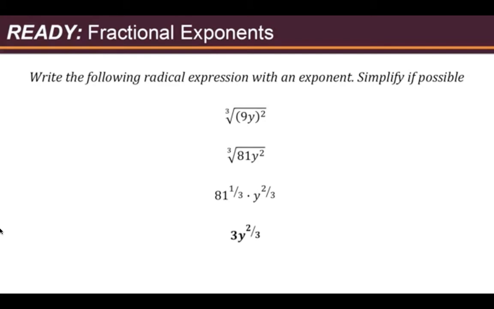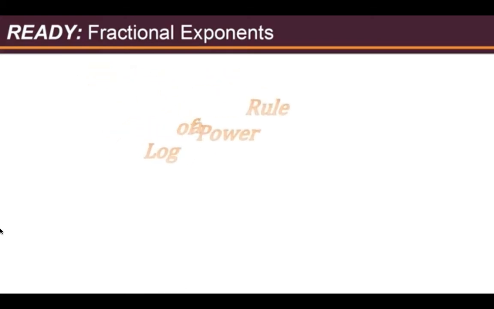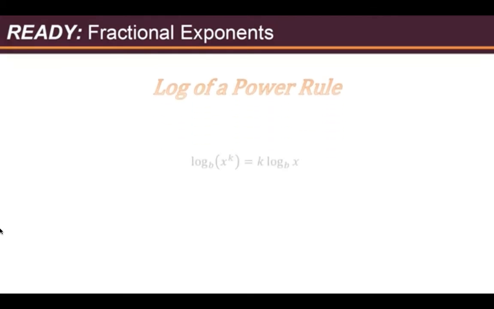The ability to rewrite radical expressions with fractional exponents is helpful because it allows us to solve logarithms more easily. If the logarithm contains a radical expression, we can rewrite this using exponents, and then using the log of a power rule, which you learned today in class, we can move the exponent to the front of the expression and then solve. The log of a power rule is log base b of x raised to the k equals k times log base b of x.